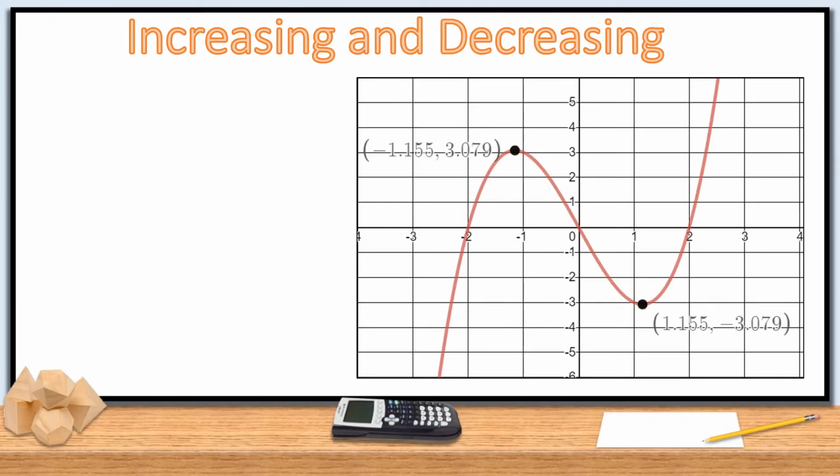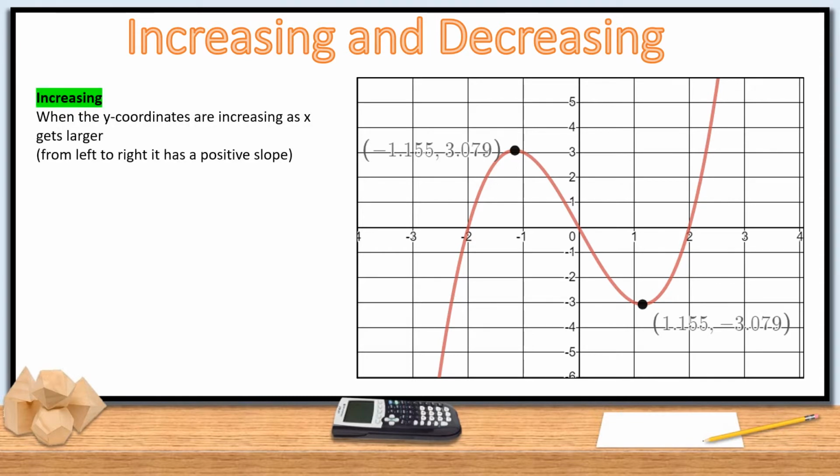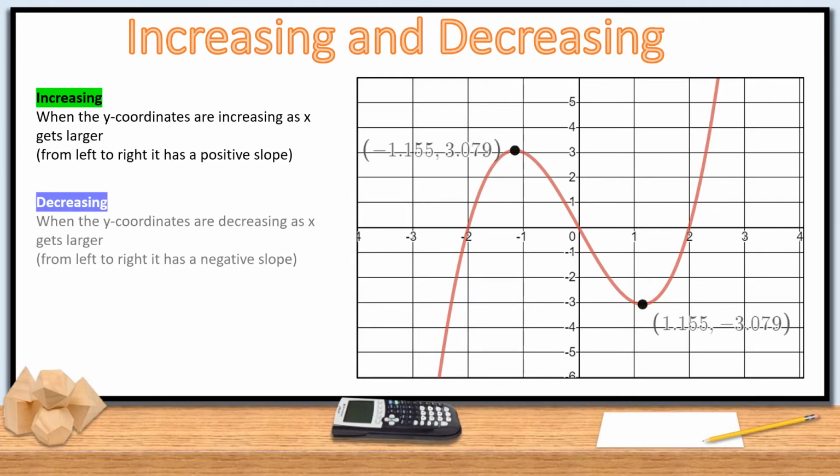Today, increasing and decreasing functions. So this is going to be pretty straightforward. An increasing function is when the slope or the direction of the line is going up. And then decreasing is when it is going down. So I'll show you very quickly. The increasing parts of the function here, this is a cubic function, it's got 2 turning points.